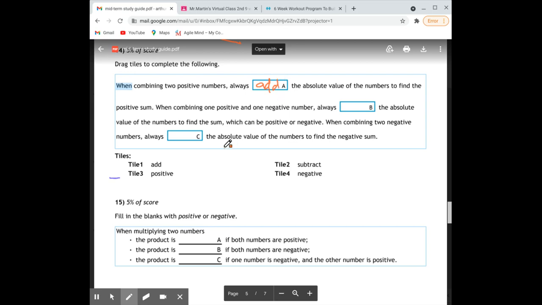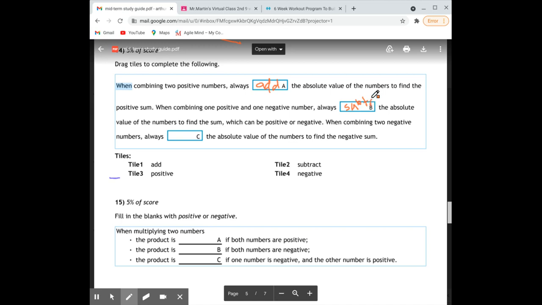All right, looking at that second one, part B. When combining one positive and one negative number, always do what with the absolute value of the numbers to find the sum? Can you say that one more time? When combining one positive and one negative number, always do what with the absolute value of the numbers to find the sum? Would you add, subtract, positive, or negative? Subtract. You're 100% correct. Great job.